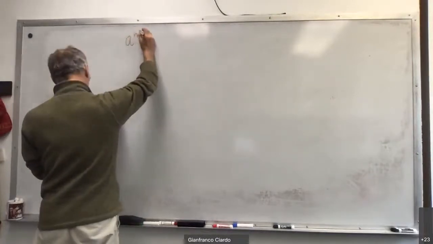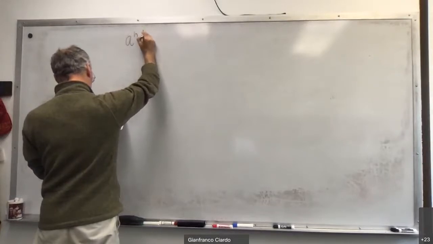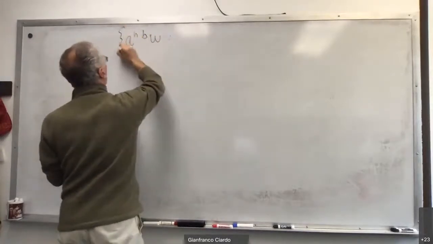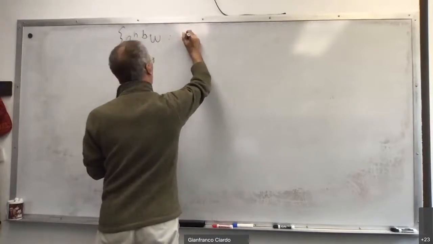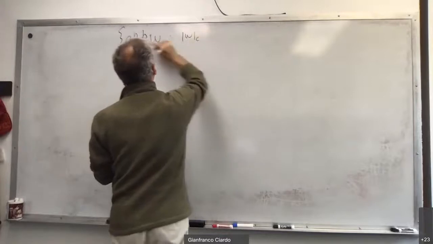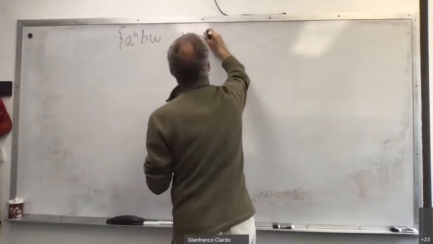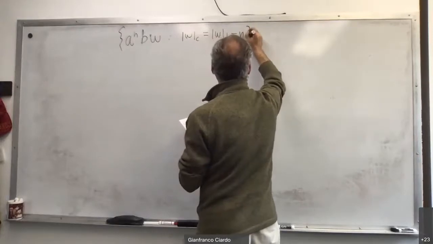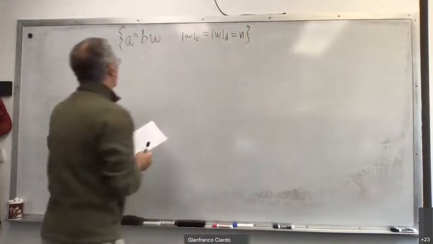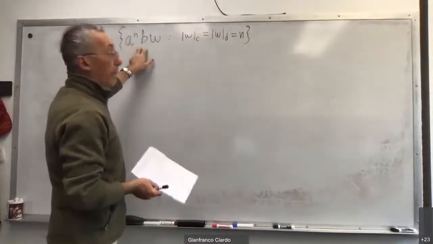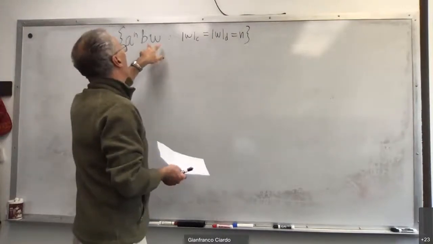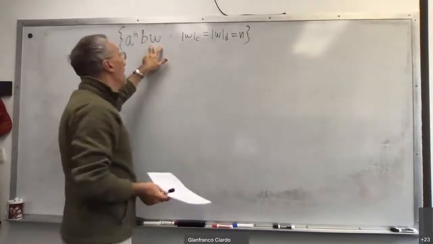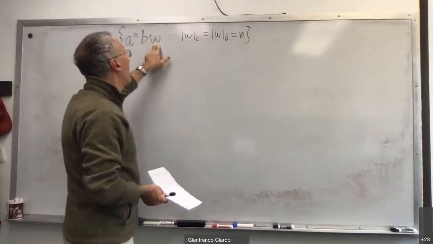So a to the n, b, w, such that the number of C's is equal to the number of D's, and is equal to n in W, okay? So, in other words, a to the n, and then a B is a separator, and then W, but W is of length 2n, which would be context-free to check, but the number of C's is equal to n, and the number of D's is equal to n.